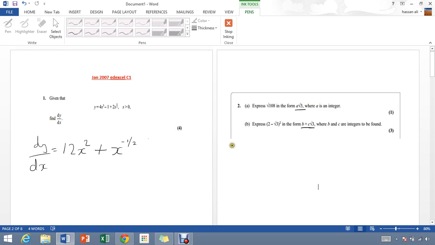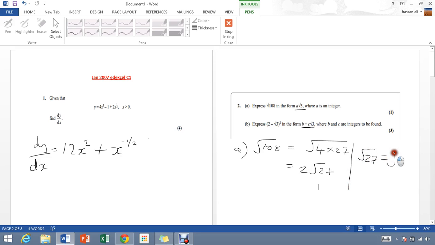So now what you can do is, question A, root 108 will equal root 4 times the root of 27. Now you know you can simplify this, because root 4 will give you 2, root 27. But then how do I make root 3? Now what I can do is, if you simplify root 27, that can be written as root 9 times 3. Now root 9 is equal to 3, and that will give you 3 root 3.